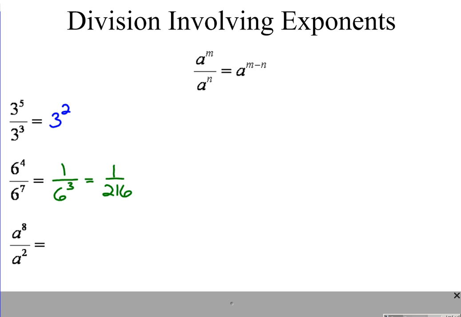A to the 8th power over a squared. I have 8 a's multiplied in the top, 2 of them multiplied in the bottom. I have more up in the top. How many more? 6 of them. So I get a to the 6th power.